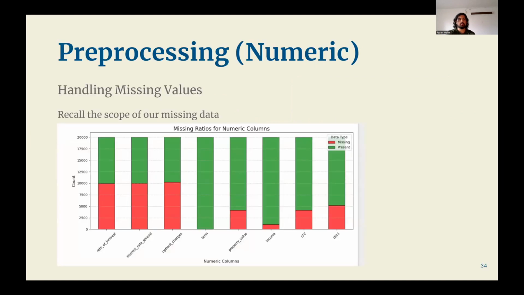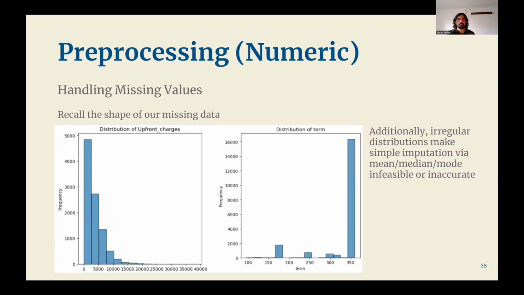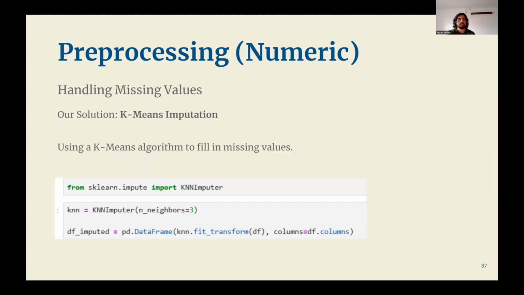We first need to again handle the missing values. So recall the scope of our missing data: large quantities of missing values per attribute and many attributes with missing values make dropping either records or attributes unwise. Additionally, irregular distributions make simple imputation via mean, median, or mode either infeasible or inaccurate. So our solution is to use k-means imputation, which means using a k-means algorithm to fill in the missing values.